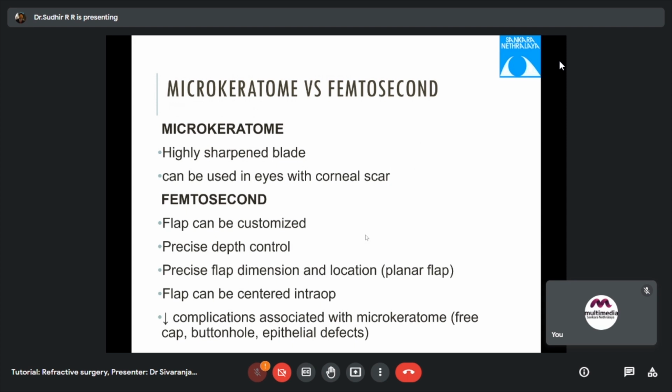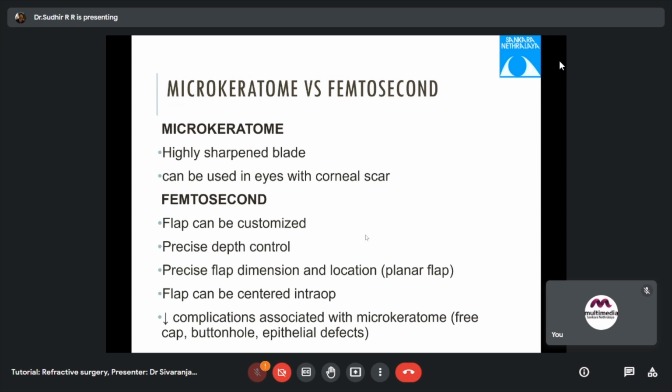So what is the mechanism of a buttonhole? Where do you get a buttonhole? Very steep. When you are creating the flap, when the vacuum is created in femto-LASIK or with the microkeratome, sir, it causes an indentation. So because of the steepness, at the center part of the cornea there can be a buttonhole in the flap.